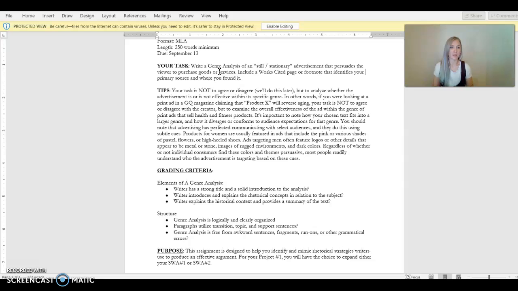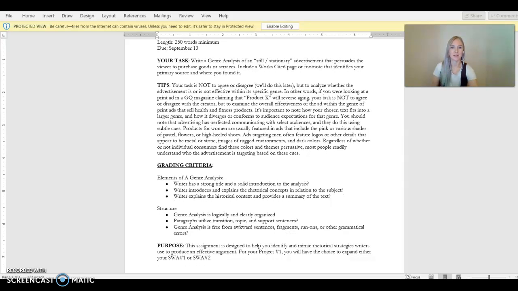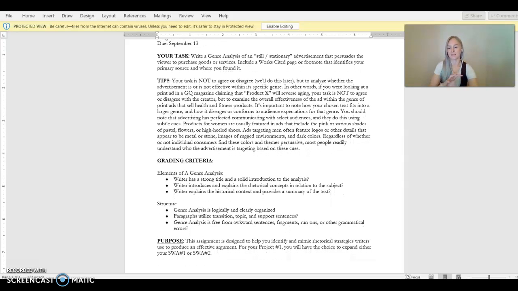So this can be any advertisement as long as it's intended to be print or still or stationary, like on the screen or something like that. It can even be an advertisement from a cereal box or something. If it is stationary and it is a picture type of advertisement, you can use it.